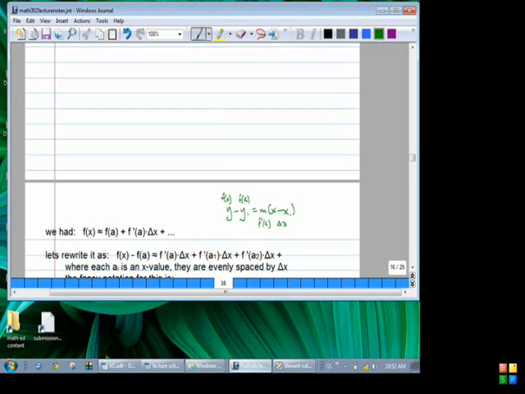Okay. So this says, where each ai is an x value, and they are evenly spaced by delta x. So for example, if your starting value a is 1 and delta x is a half, then your a1 is going to be 1.5, and your a2 would be 2. Your a3 would be 2.5, et cetera, et cetera. So that's what that explanation means. So you're exactly right.